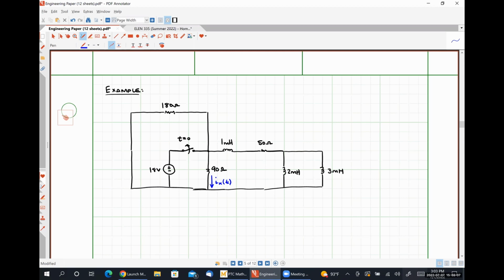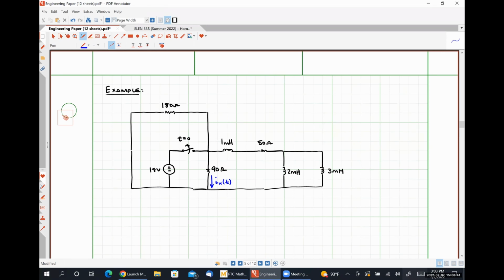Now, because how the inductor current behaves at t is equal to 0 minus influences how things are going to appear at t is equal to 0 plus, we're also going to have to pay attention to our inductor current, which begs the question, which inductor current should we be looking at? Should it be just one of them? Should it be all three of them, etc.?